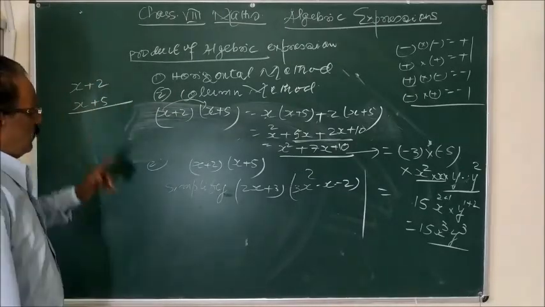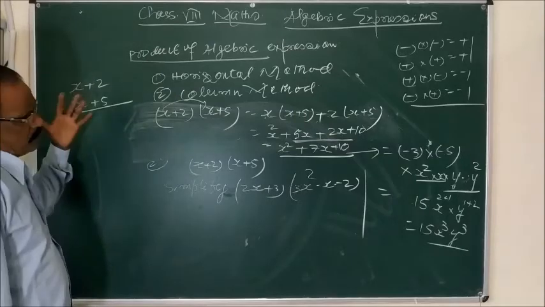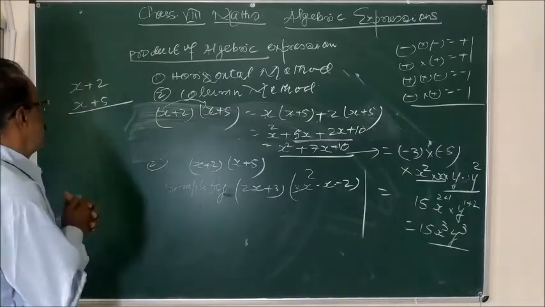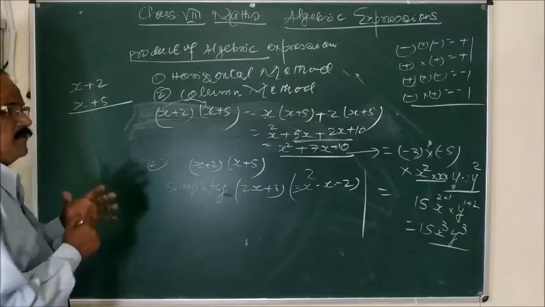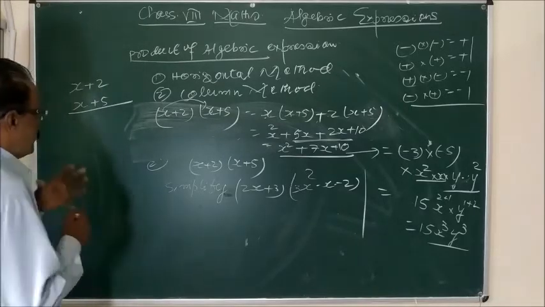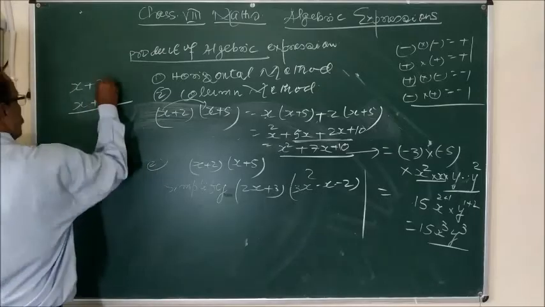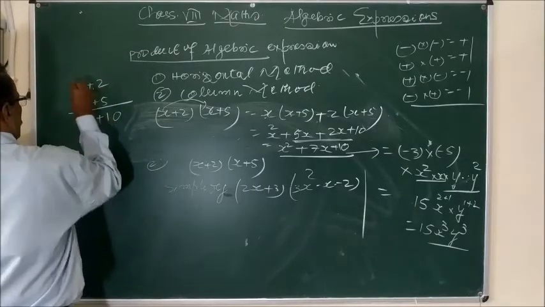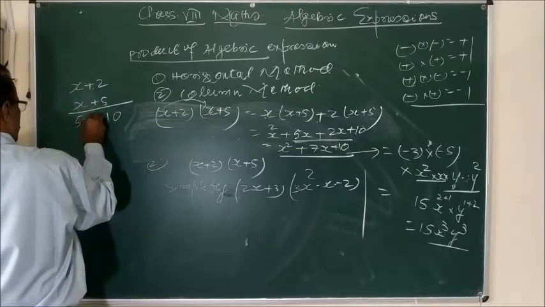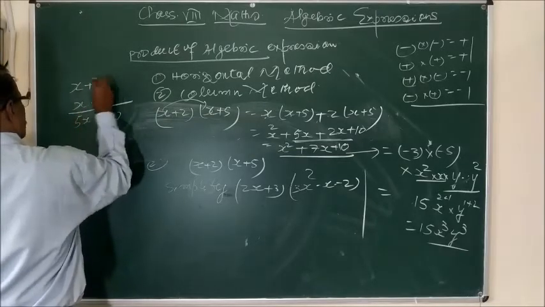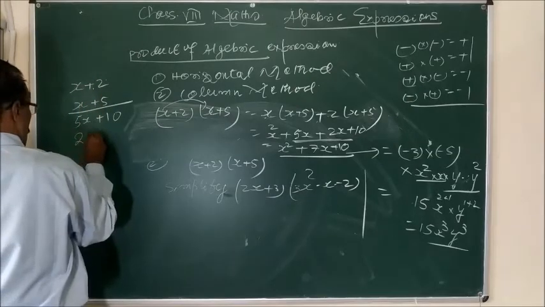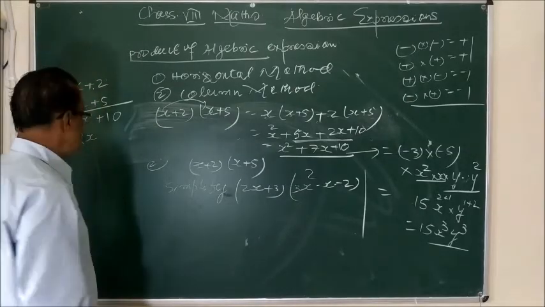Now you see, what are you doing there? Same as we are doing here, but only a simple change in the way of writing, although the basics are the same. 5 into 2, 10, plus 5 into x, 5x. And now we multiply x plus 2 by x. x into 2, 2x. Like terms should be in a column.